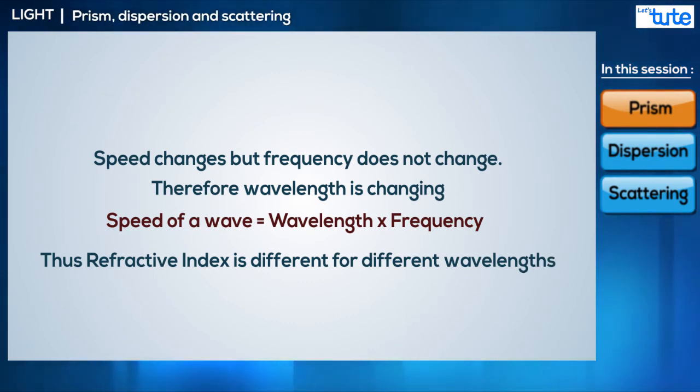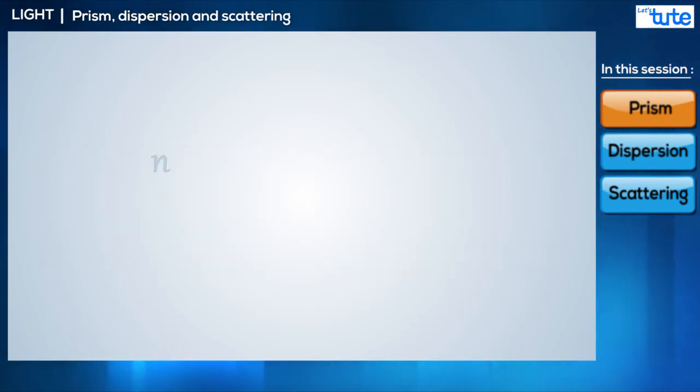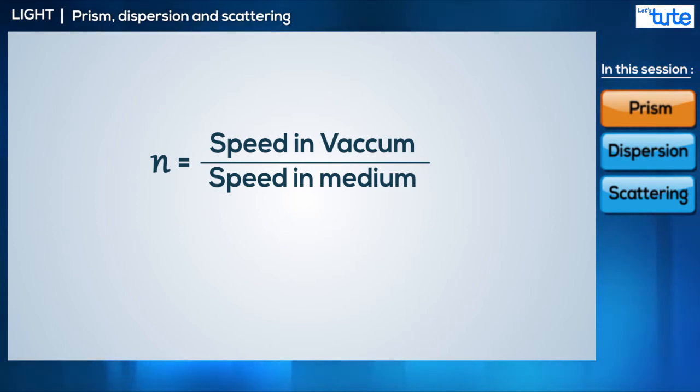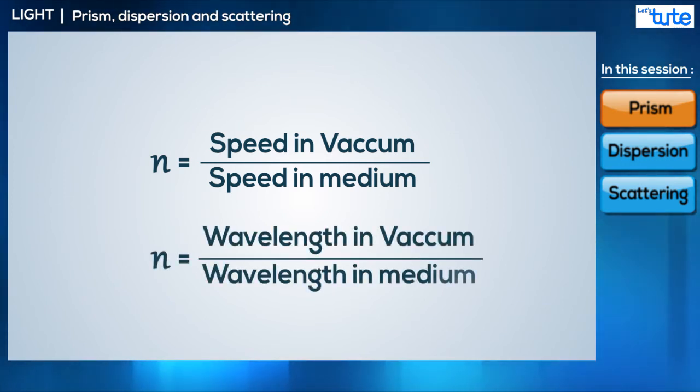Why? Well, the way we define the refractive index is the speed of light in vacuum divided by the speed of light in the medium. Again, if the frequency is not changing, the frequency would get cancelled out from the numerator and we are left with only the wavelengths. Thus, the refractive index is different for different wavelengths. That means different wavelengths will get refracted by different angles for the same angle of incidence.